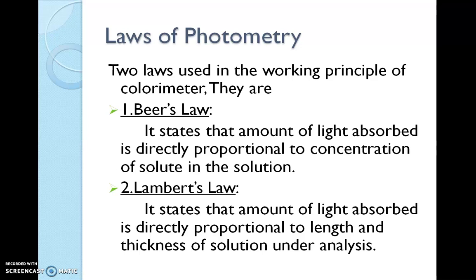So two laws are used in the working principle of a colorimeter. The first law is Beer's law. Beer's law states that the amount of light absorbed is directly proportional to the concentration of solute in the solution. And the second law is Lambert's law. It states that the amount of light absorbed is directly proportional to the length and thickness of the solution under analysis.